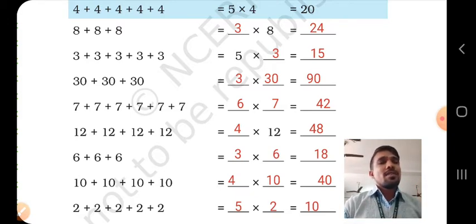Fine. 7. 7 is repeated 6 times. So 6 multiplied by 7, 42. 12. 12 is repeated 4 times. So 4 multiplied by 12, 48.